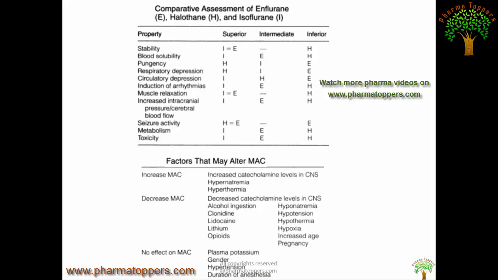So here you could see, friends, a comparison between enflurane, halothane and isoflurane on the basis of their properties. So these are to be remembered. The main points to be remembered here are the seizure activity, blood flow, muscle relaxation, respiratory depression, blood solubility, induction of arrhythmias, and toxicity. So these are some factors, just a synopsis of the factors like increased MAC, what are the effects on this, decreased MAC, what are the effects and what are the drugs causing this, and no effect on MAC and what are these effects. So these are important to be remembered.